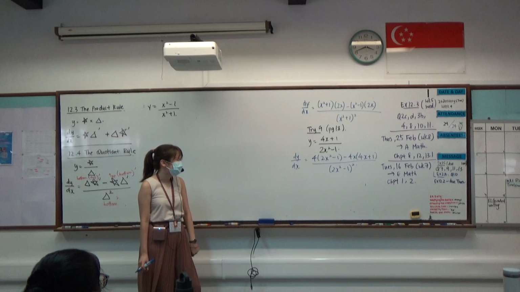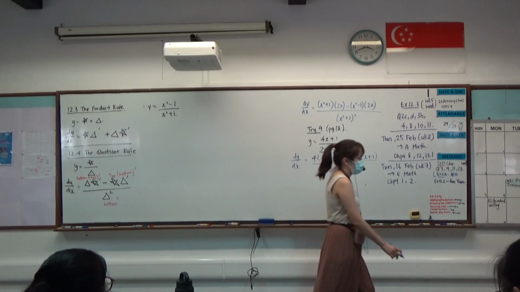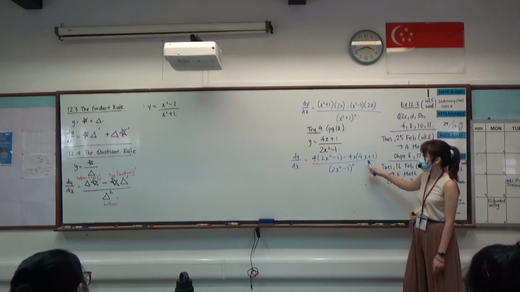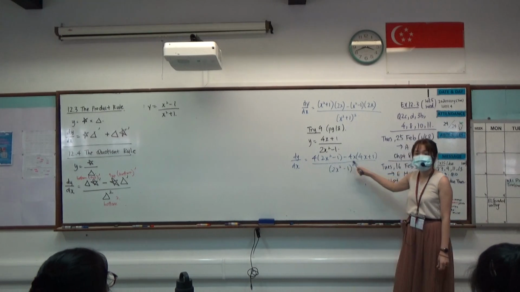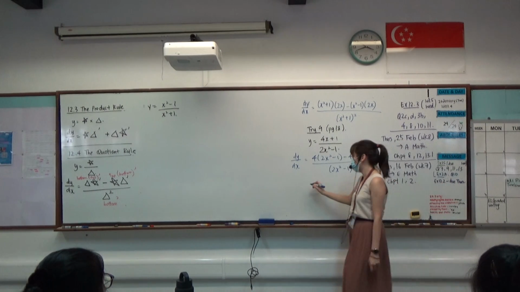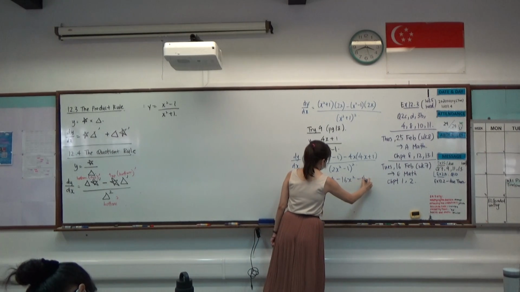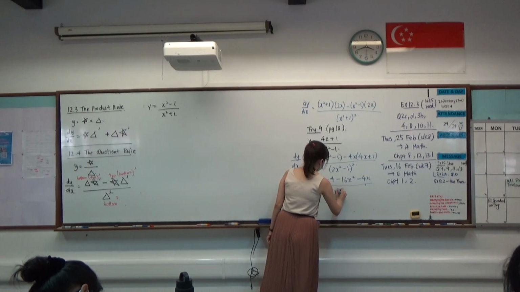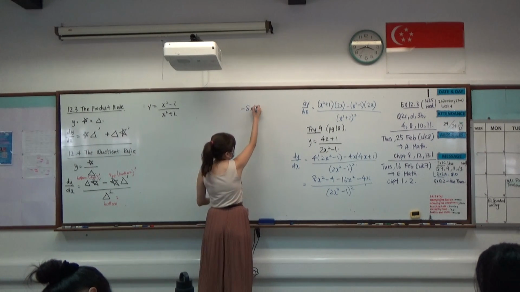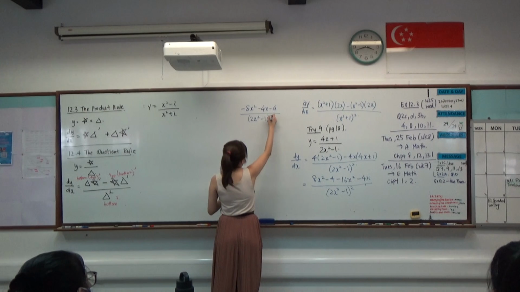Likewise, it is not all the time that you need to simplify your answer. But in this case, if you take a closer look at the numerator, it can be simplified. Because down here quadratic, this one quadratic. So work on simplification. We can expand it first. And we will have this. Then final answer, negative 8x squared minus 4x minus 4 over 2x squared minus 1 squared.